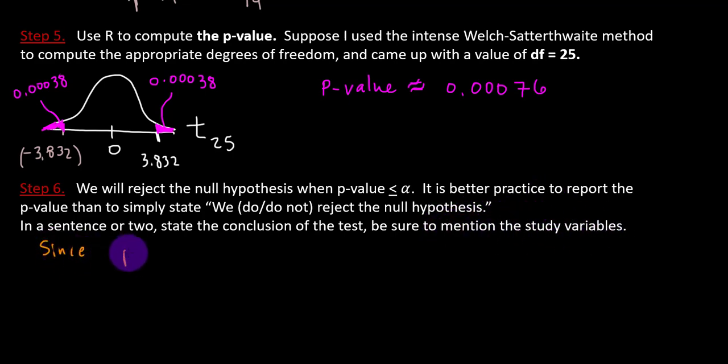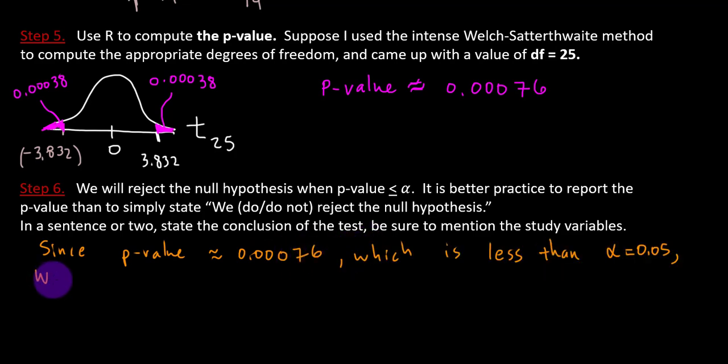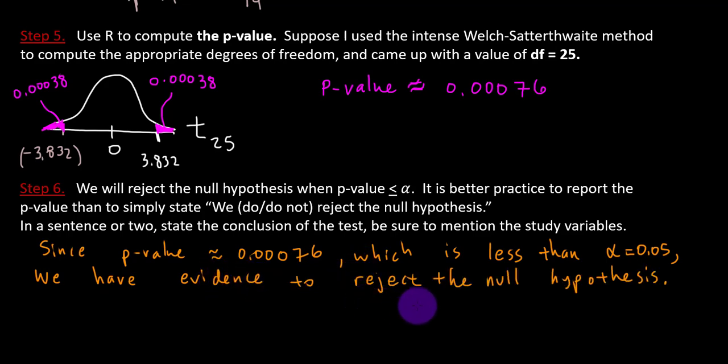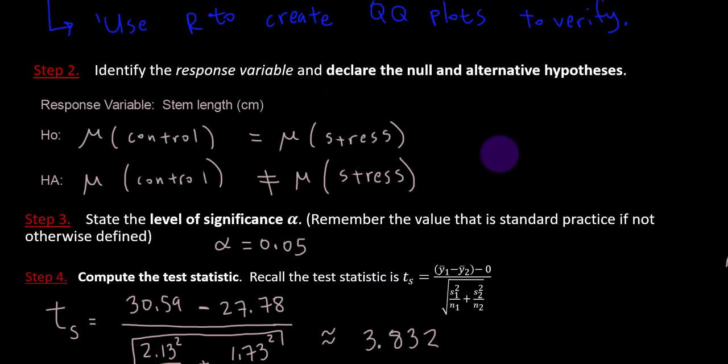Since our p-value is 0.00076, which is less than alpha, we have evidence to reject the null hypothesis. Since we are rejecting the null hypothesis, let's relate that back to these plants that are being agitated or not agitated and their growth. We have evidence for this second statement.